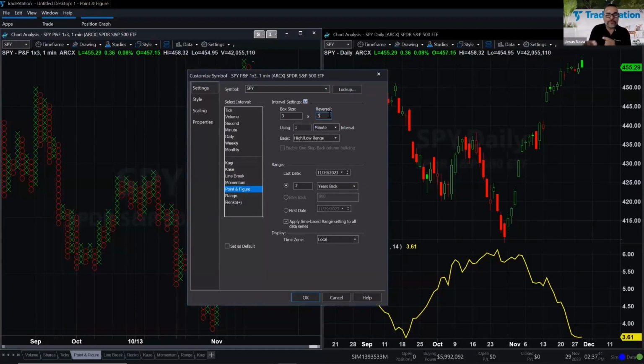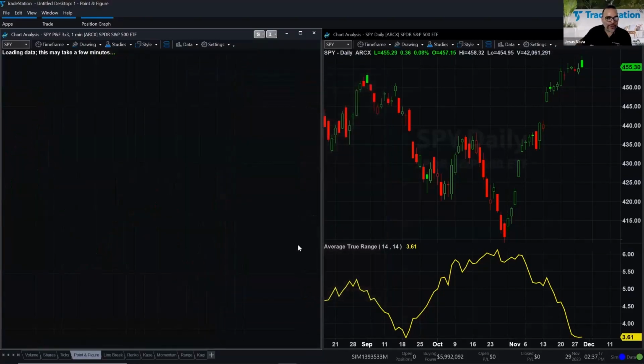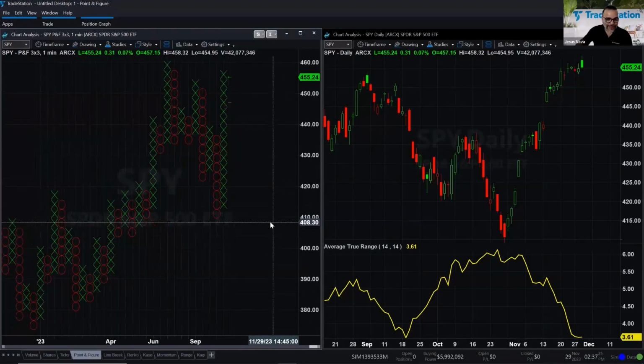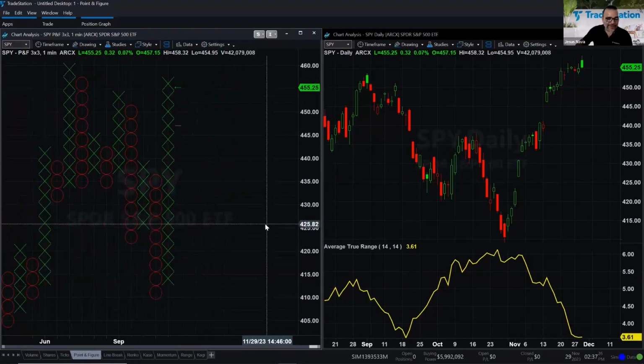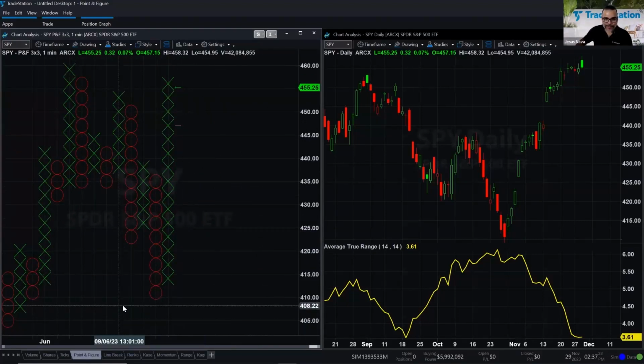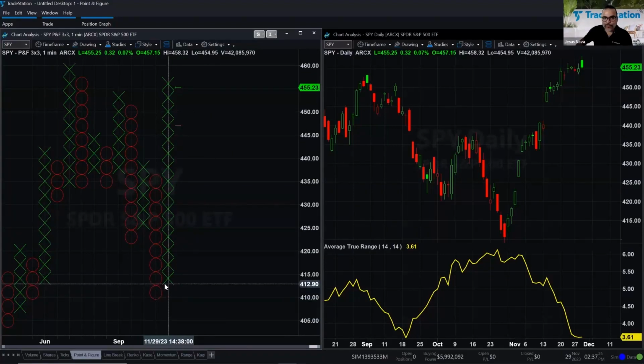So just remember that the reversal, it's a factor multiplied by the box size. So let me go ahead and click OK to that. The chart is going to rebuild using the new numbers that we provided it. If I open this up, you can see that from September, this is September down here, it actually just created 4 different columns, which is very interesting.